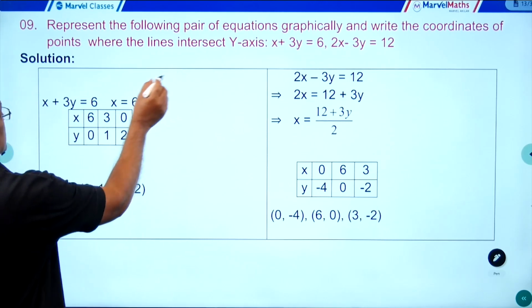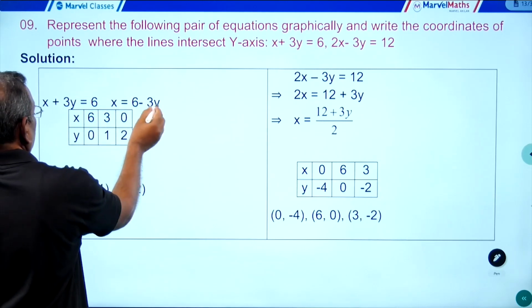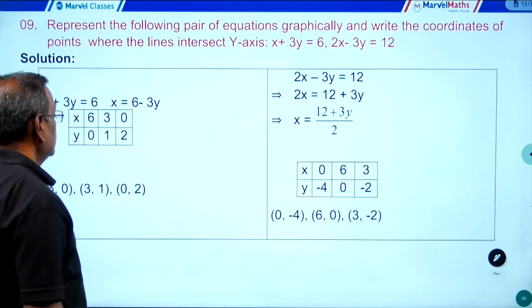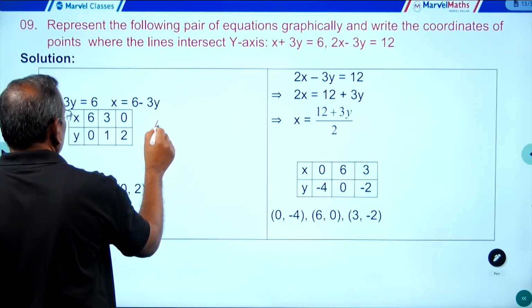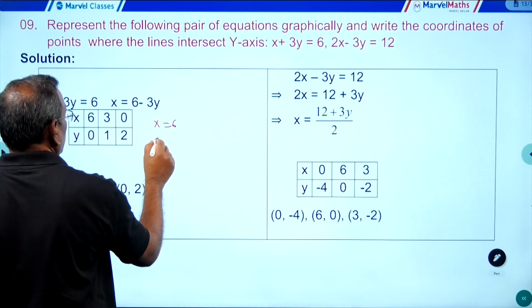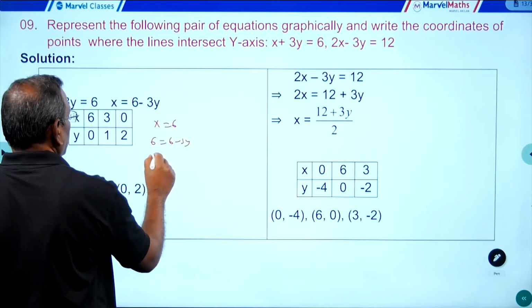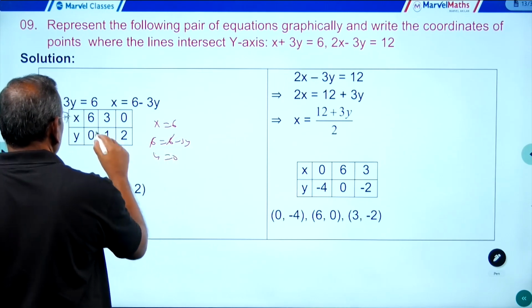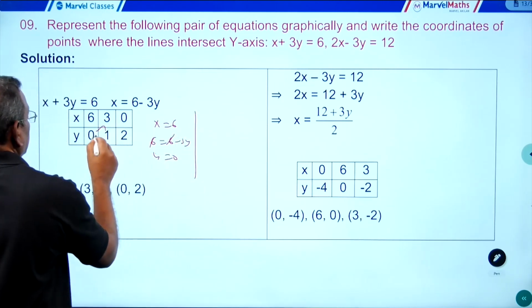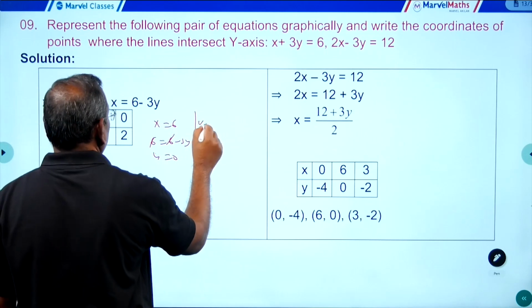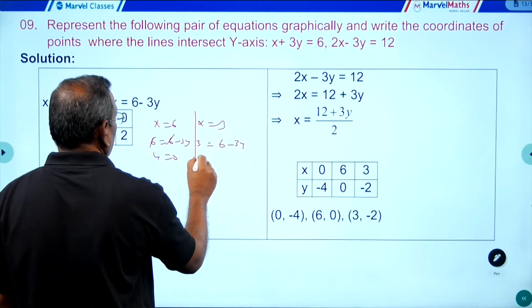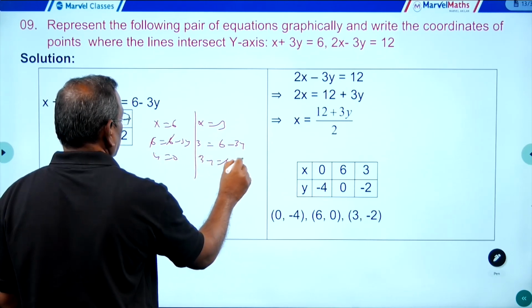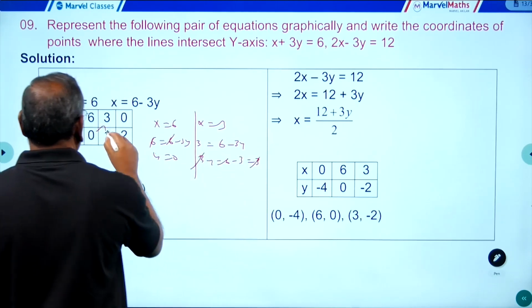The given equation is x plus 3y equal to 6, or x equal to 6 minus 3y. When x equal to 6, always substitute like this. When x equal to 6, what is y equal to? 6 equal to 6 minus 3y, 6 cancels, y equal to 0, this is over. And when x equal to 3, 3 equal to 6 minus 3y, 3y equal to 6 minus 3 equal to 3, y equal to 1.